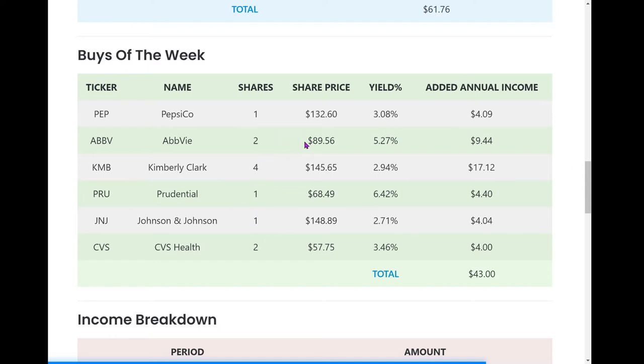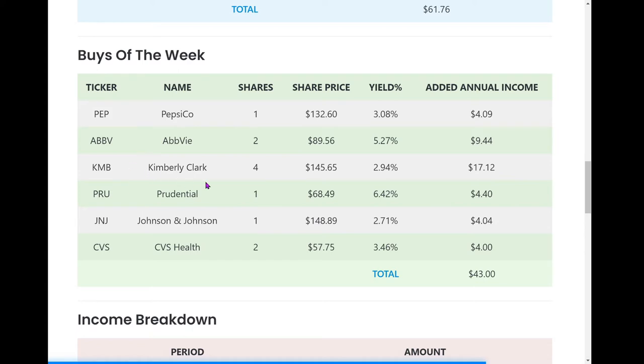AbbVie, two shares, $89.56. I love AbbVie, just a great blue chip company. Yes, their Humira patent is expiring, and there's going to be a lot of biosimilar competition coming in, but I am not worried because they bought Allergan, and Allergan added a slew of new drugs and pharmaceuticals to their pipeline. Plus, look at that yield, 5.27%, beats the pants off of any savings account. This is the AbbVie savings account. Who do you bank with? I bank with ABBV.